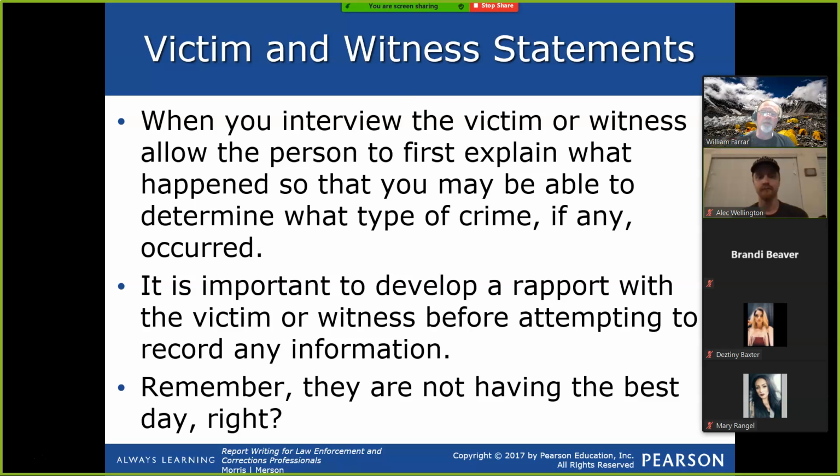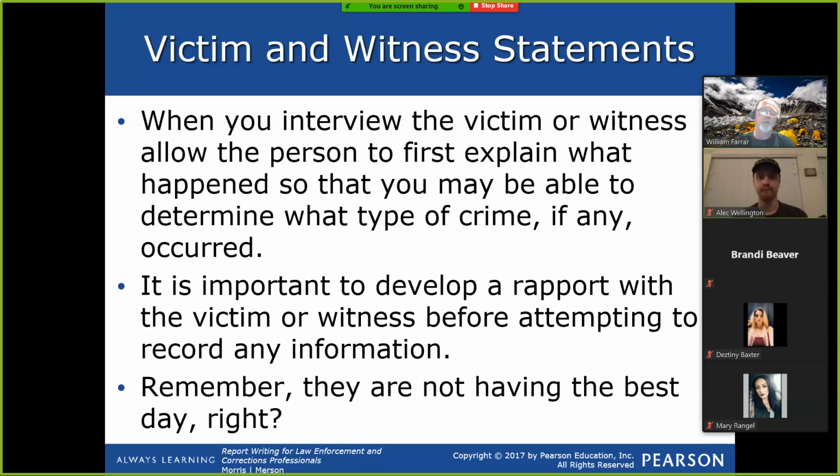Make sure you develop a rapport with these folks before you try to record any information. And remember, some of them are going to be a little upset or emotional because their car got broken into, or their purse or wallet got stolen, or their home got burglarized. And I don't know about you, but if you've ever had that happen, it's really awful. You feel a little afraid, and someone was in your house, and there's so many things going on. So you really have to understand they're not having their best day. That's why you need to be more understanding and empathetic towards what they're going through.